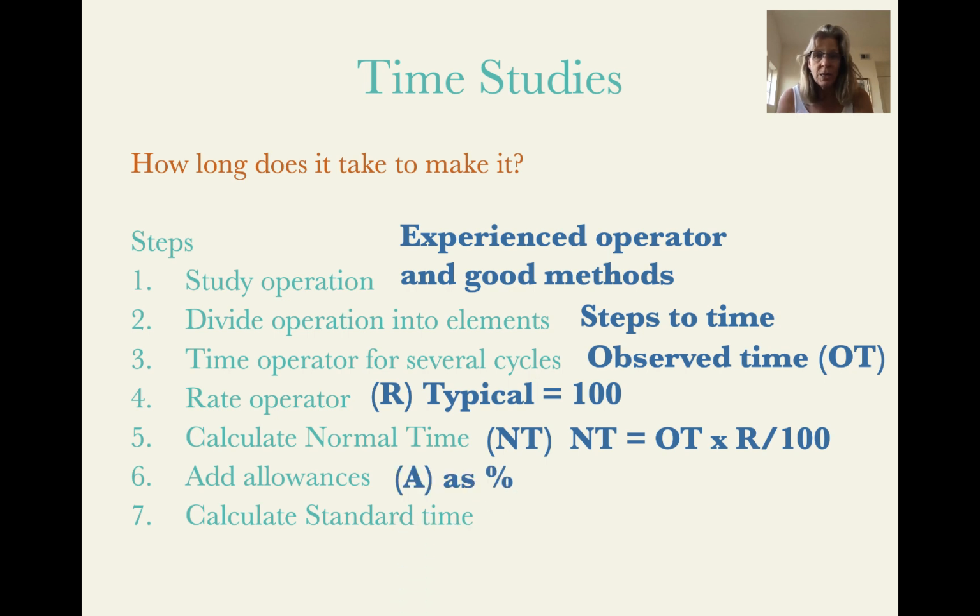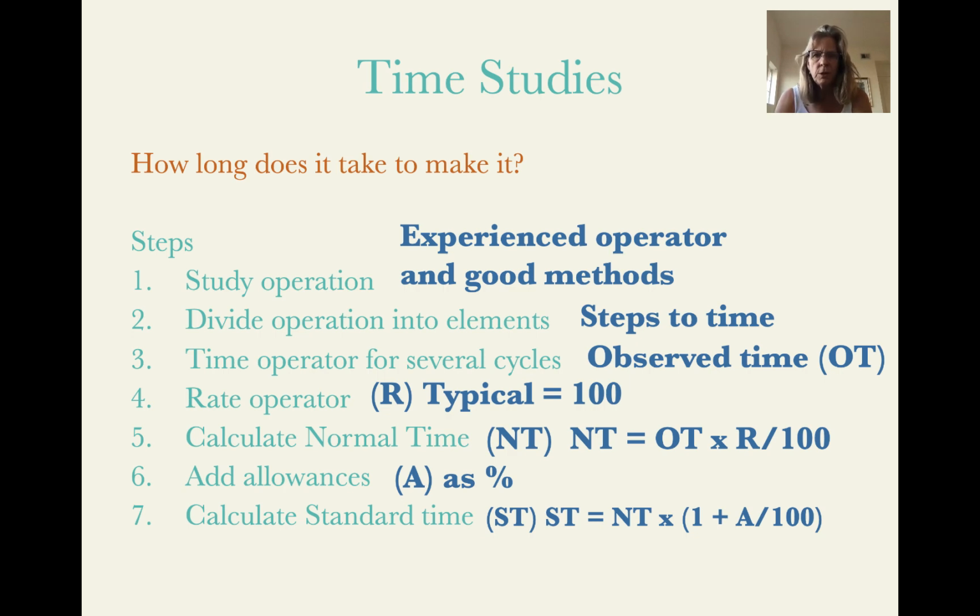And then we add to it allowances. There are allowances that are usually around 10 to 25%, and again, it depends on how complicated the job is and how tiring it is. And so we then take the standard time, which is normal time times 1 plus the allowance rate.